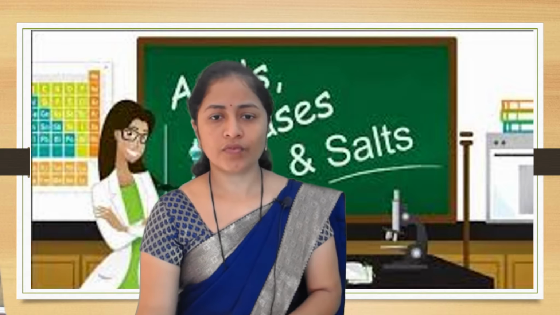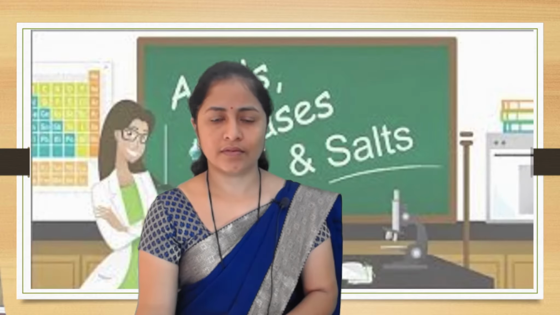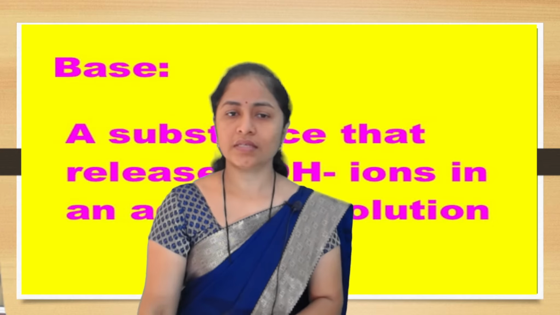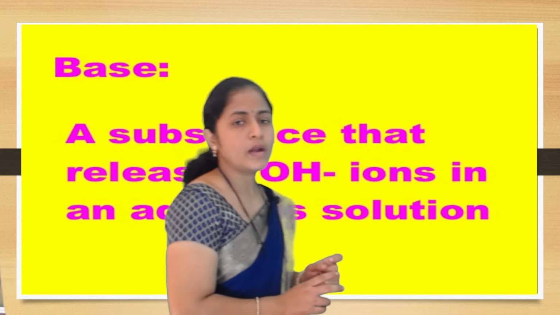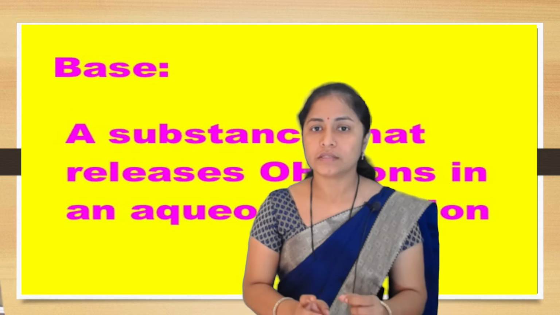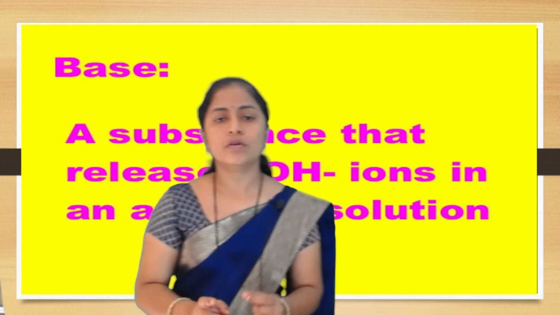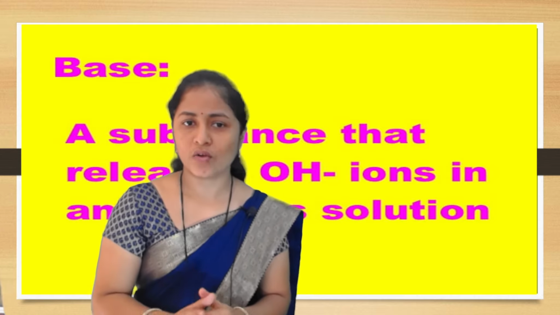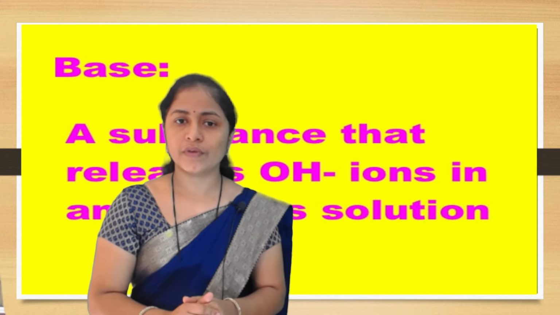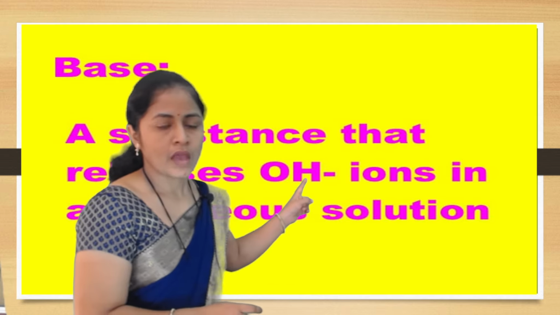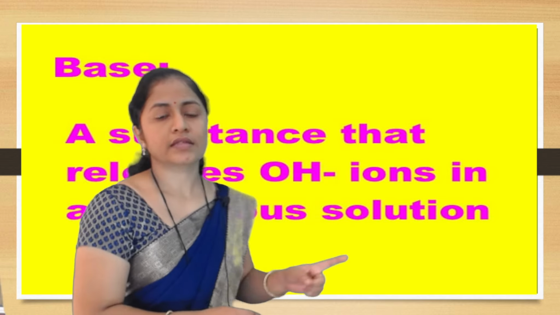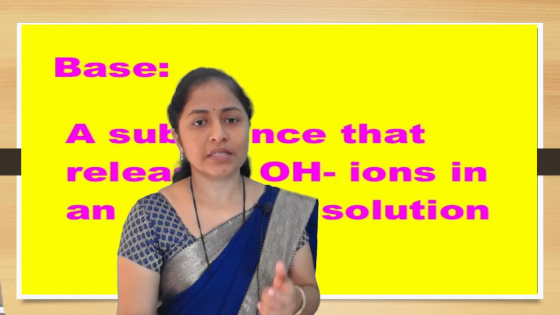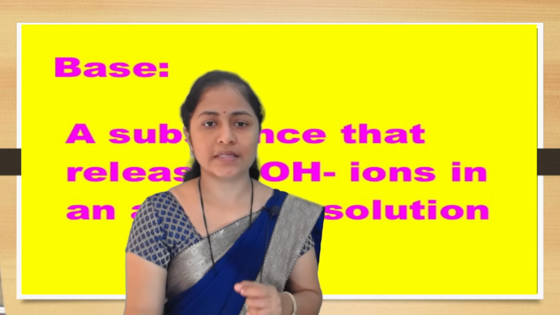Now, in today's session, we are going to discuss the bases. What are the bases and what are the examples of the bases? The substances which produce OH minus ions in aqueous solutions are called bases, or the substances which produce hydroxyl ions in aqueous solution are called bases. This is one of the very important characteristics of a base. Acids produce H plus ions, whereas bases produce OH minus ions in aqueous solution. This is the basic difference between acidic and basic substances.